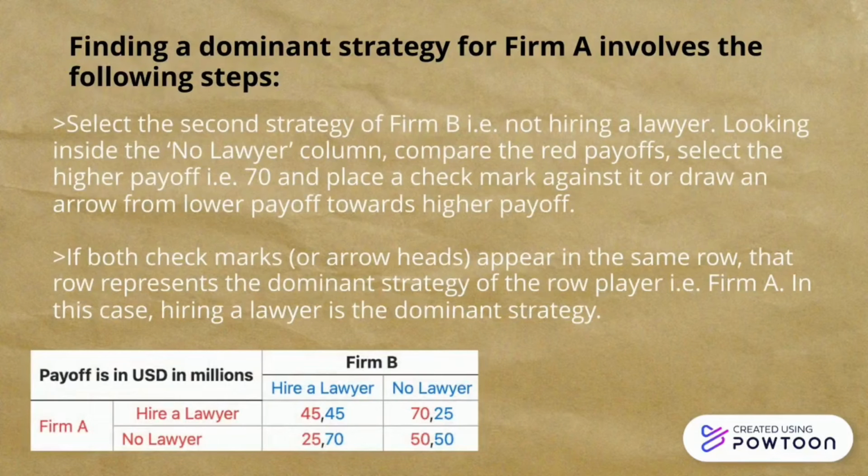Then, select the second strategy of firm B, for example, not hiring a lawyer. Looking inside the no-lawyer column, compare the red payoffs. Select the higher payoff, for example 70, and place a check mark against it or draw an arrow from the lower payoff towards the higher payoff. And lastly, if both check marks appear in the same row, the row represents the dominant strategy of the row player, for example, firm A. In this case, hiring a lawyer is the dominant strategy.